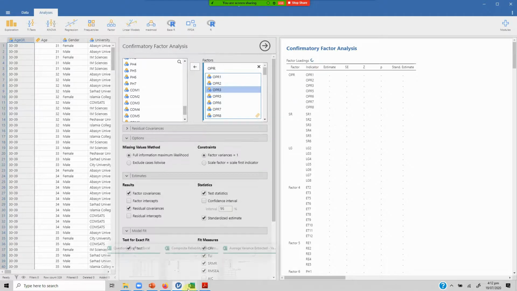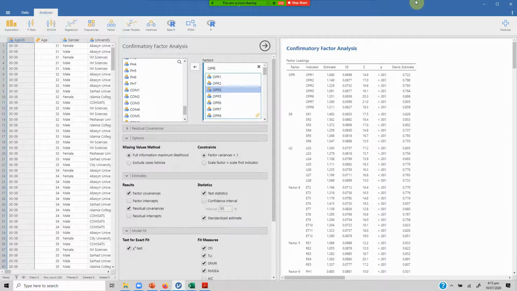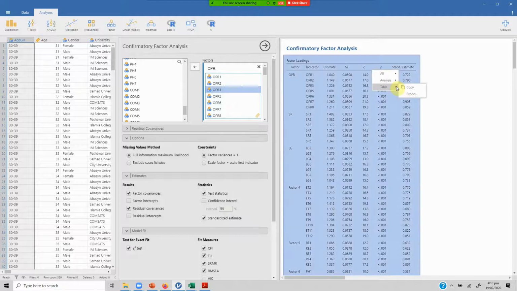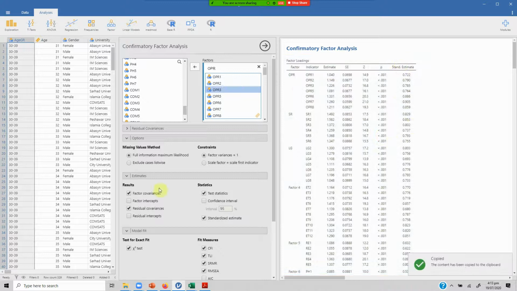And it's loading, just hold on. Okay, here it is. So now we've got the loadings and everything. So let's calculate the composite reliability. This is just another measure of reliability that is used with CFA, because in CFA everything is based on loading. So it uses these loadings to calculate composite reliability.